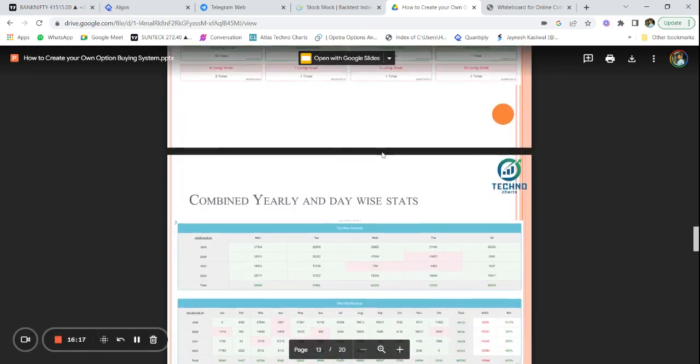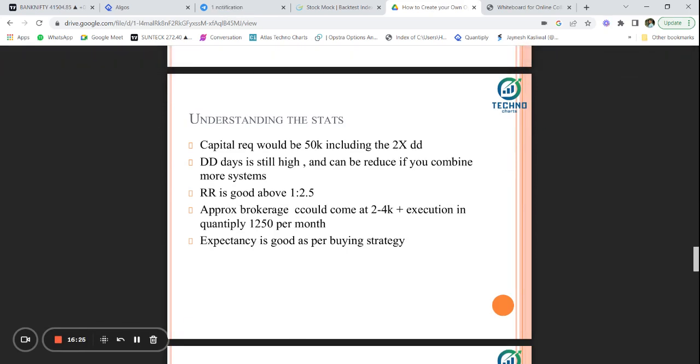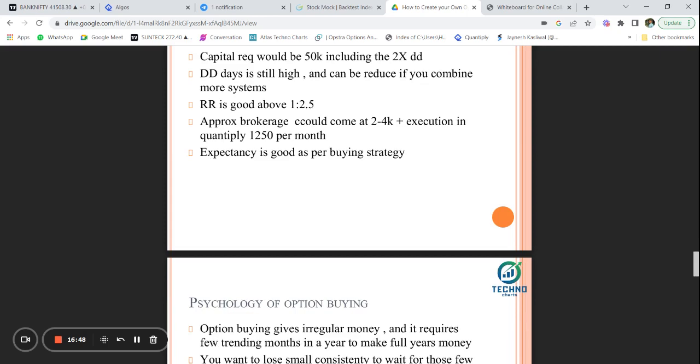Now, the combined backtest result, understanding the stats: capital required would be 50k including 2x DD, and DD days are still high in this strategy, but can be reduced if you combine more systems in this. Now RR is good, and it is above 1 is to 2.5. So basically with a 40% win ratio, it is a good strategy as the RR is good here. Now approximate brokerage could come at around 2 to 4k, plus execution in Quantiply, for which the link is there in the description, would come at around 1250 per month. Expectancy is good as per the buying strategy.